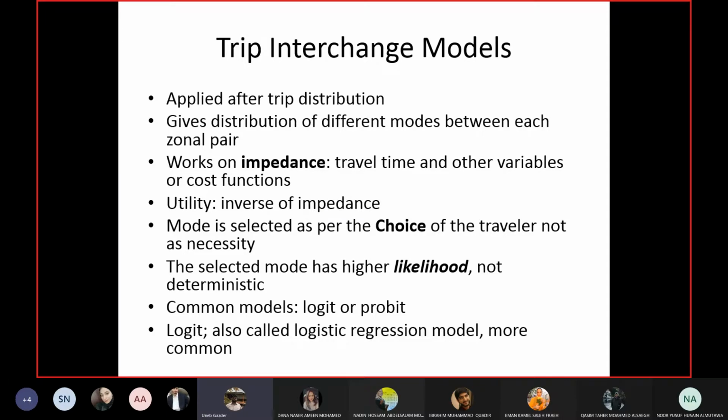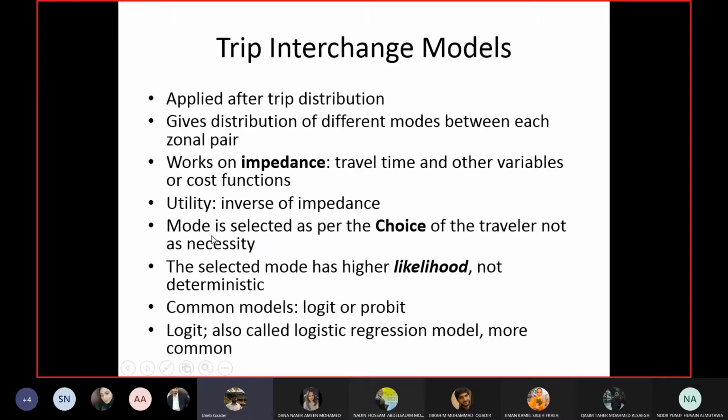So in trip interchange models, we calculate the inverse of impedance, which is known as utility. So you are calculating the inverse of impedance. Impedance was stopping you from that mode, and utility is the benefit you are getting from using that mode. So in trip interchange models, we calculate utility functions. Utility functions are equations which tell you the benefits of using a particular mode.